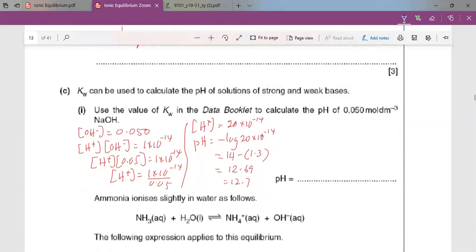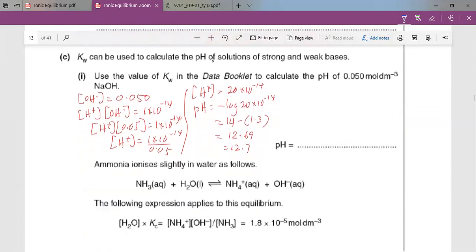Okay, right, now here, Kw can be used to calculate pH of strong and weak bases. Use the value of Kw in the data to calculate pH of NaOH. Now remember, this is NaOH, so I expect you to know this is a strong base. That means it will give you the same, for NaOH, this will be the same as your OH minus. So same here. Use your Kw to find the H plus here. I told you before, put it here and get H plus and substitute inside here, you get your pH. Okay, so this is for a strong base.